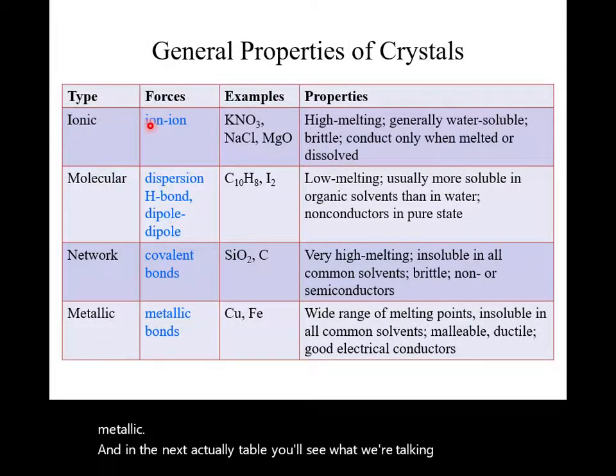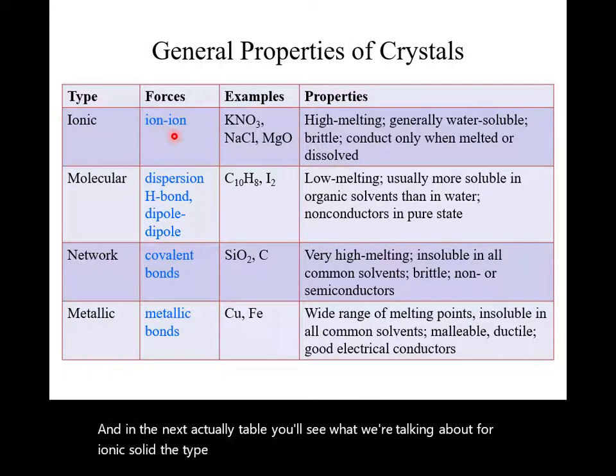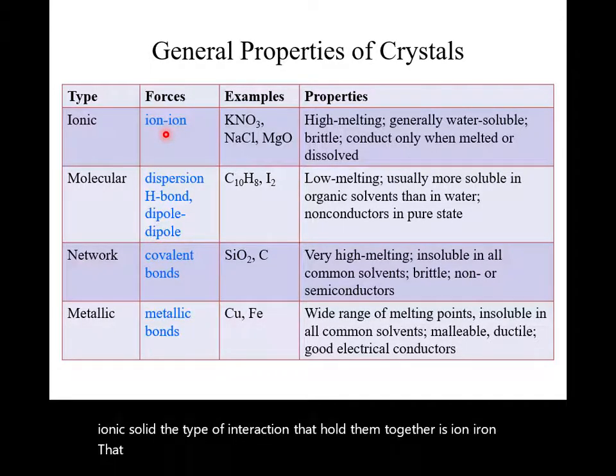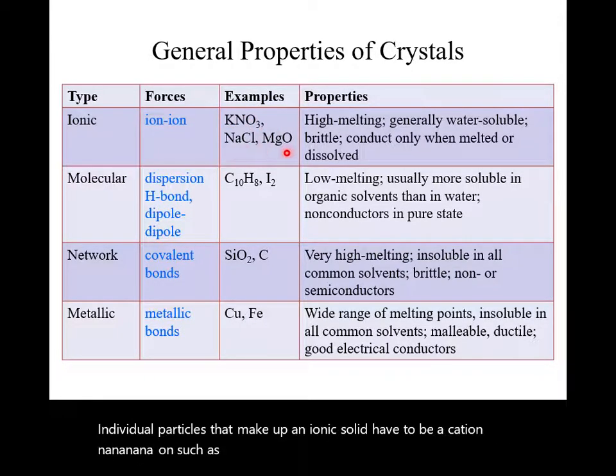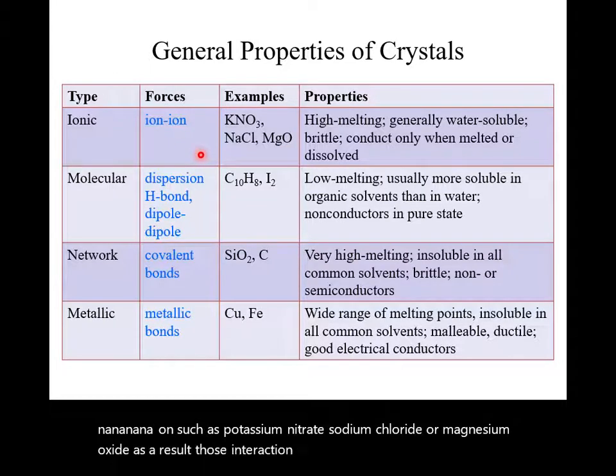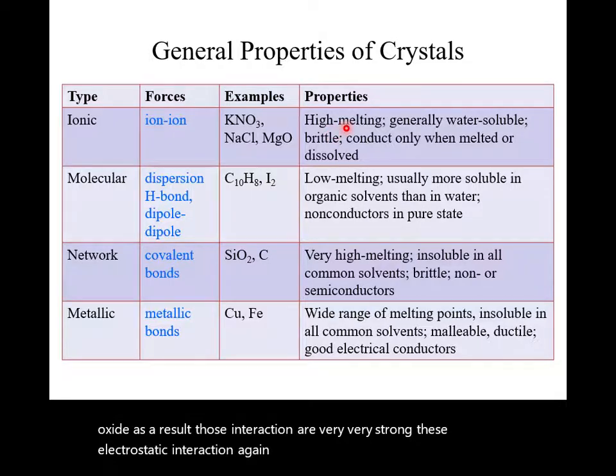For an ionic solid, the type of interaction that holds them together is ion-ion. That means the individual particles that make up an ionic solid have to be a cation and an anion, such as potassium nitrate, sodium chloride, or magnesium oxide. As a result, those electrostatic interactions are very, very strong. They're going to lead to a high melting point.